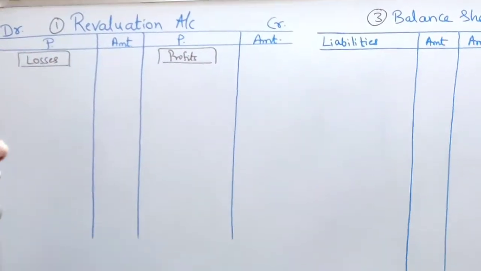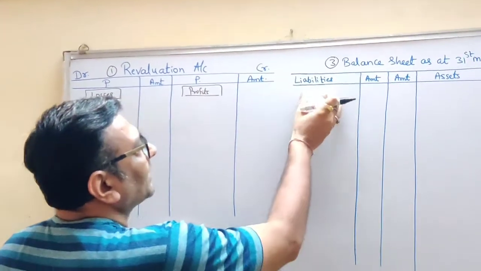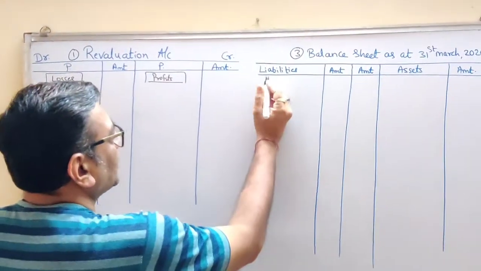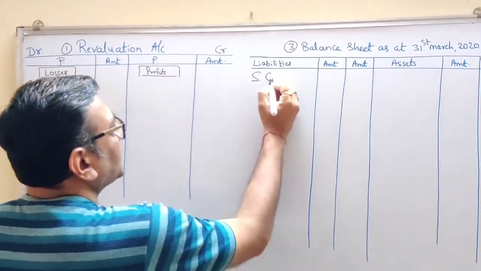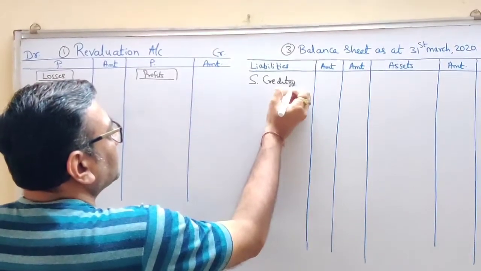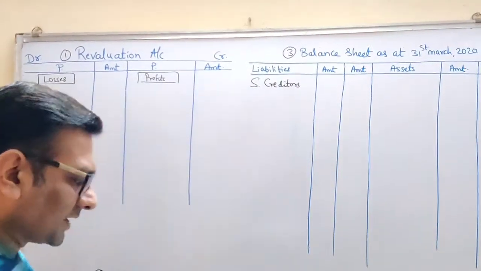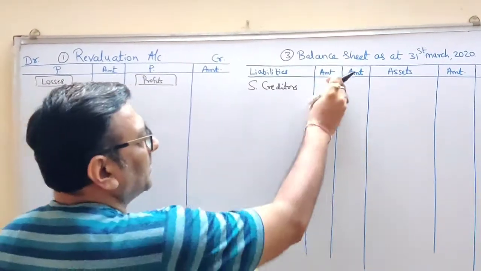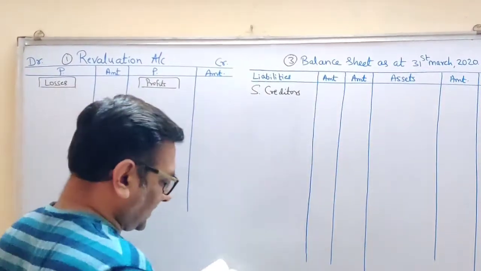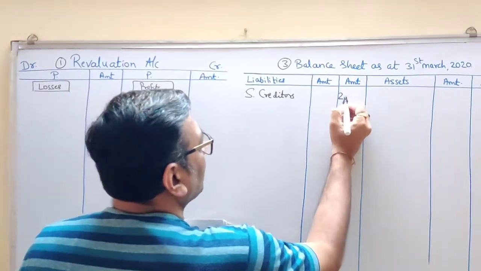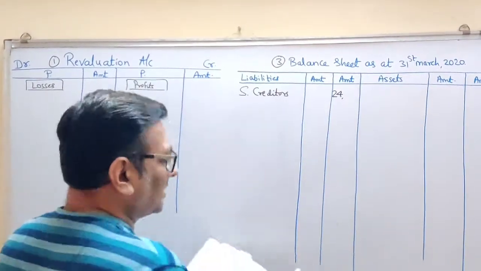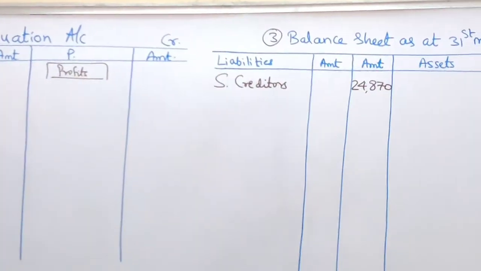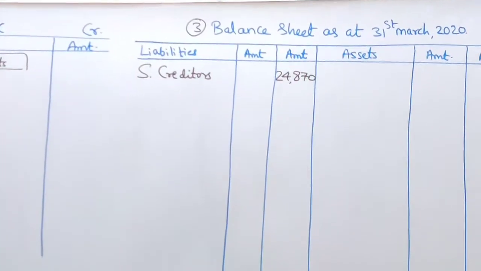Sundry creditors. So what you will do, you will write it over here. You will continue to show your liabilities on the liability side in the new balance sheet. So in the new balance sheet you write sundry creditors. There is no tick, so you can write it in the outer column. Inner column I made for doing adjustments. There is no adjustment, so you can write in outer column 24,870.